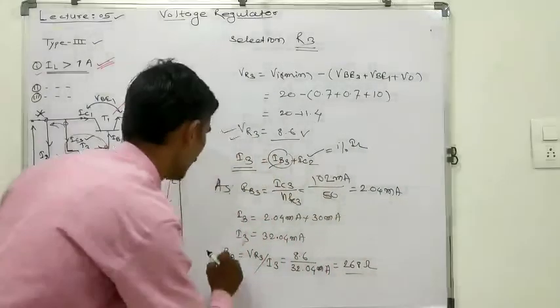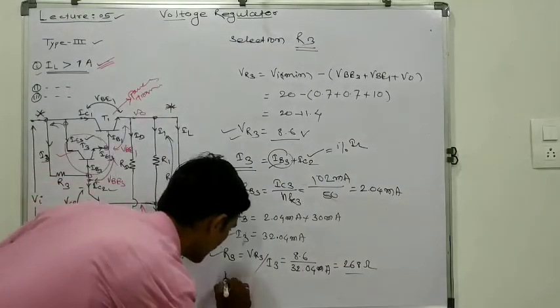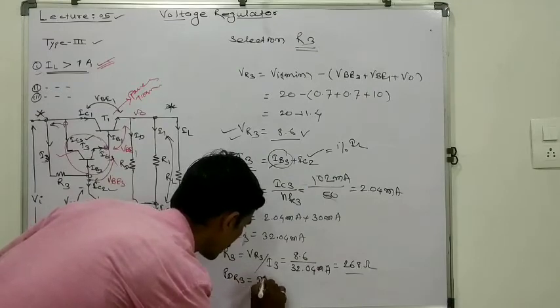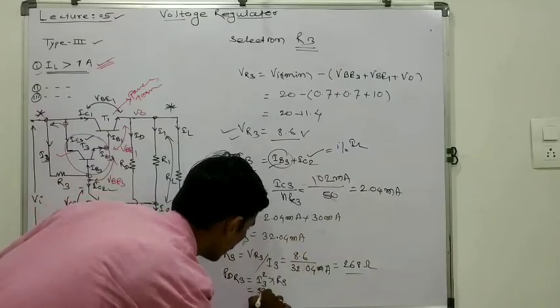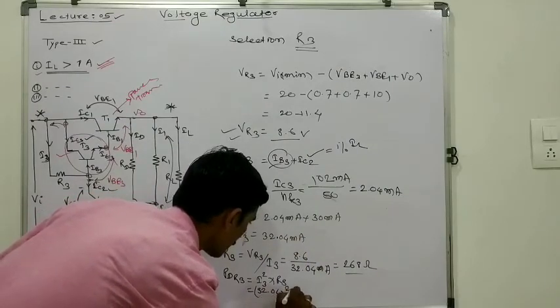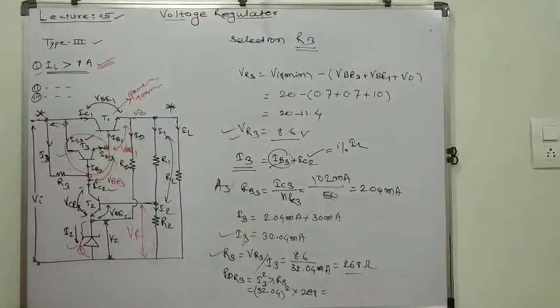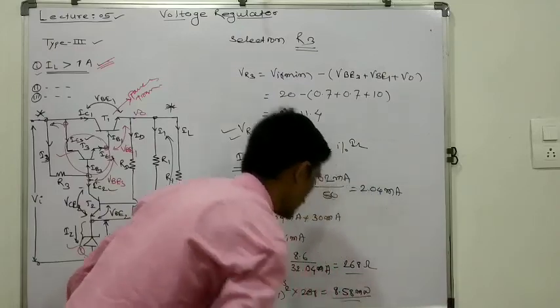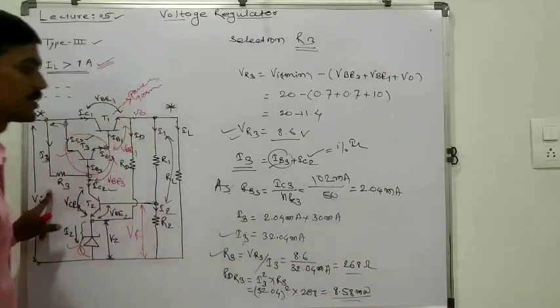Now we know the value of R3 and the value of current, so from these two values we can calculate the power dissipation. Power dissipation across R3 is equal to I3 square multiplied by R3. So I3 is 32.04 milliampere, squared, multiplied by 268. The power dissipation is 8.58 milliwatt.